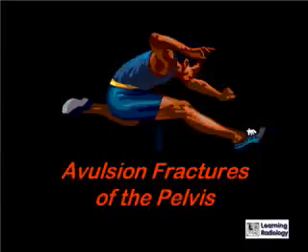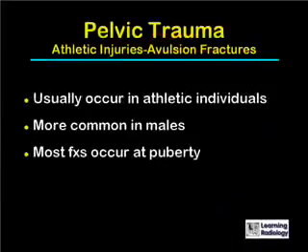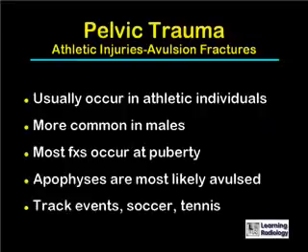Avulsion fractures of the pelvis. Avulsion fractures of the pelvis usually occur in athletic individuals. They are more common in males. Most of these fractures occur at the time of puberty, when the apophyses have just formed, and the apophyses are the most likely to be avulsed. They occur in those individuals who participate in track events like running, hurdling, and jumping, soccer, and tennis.